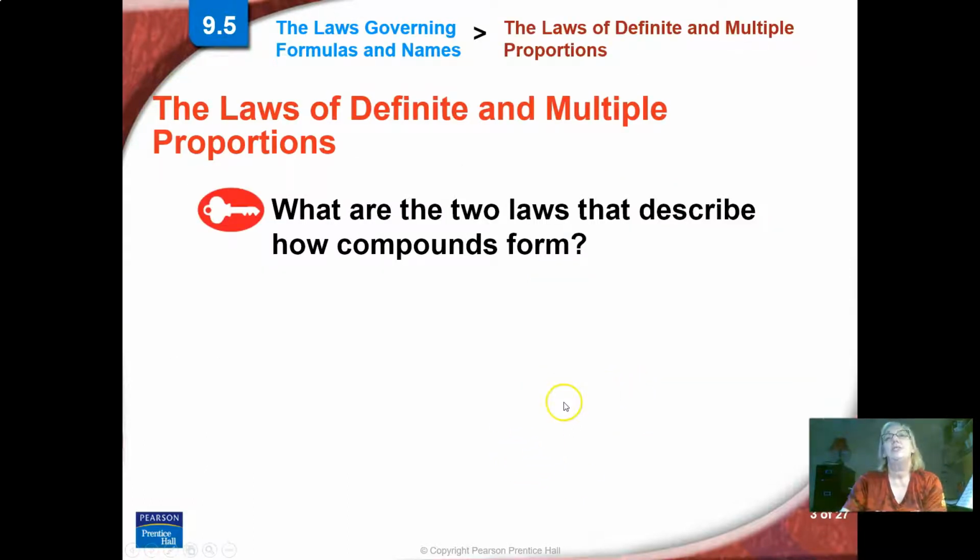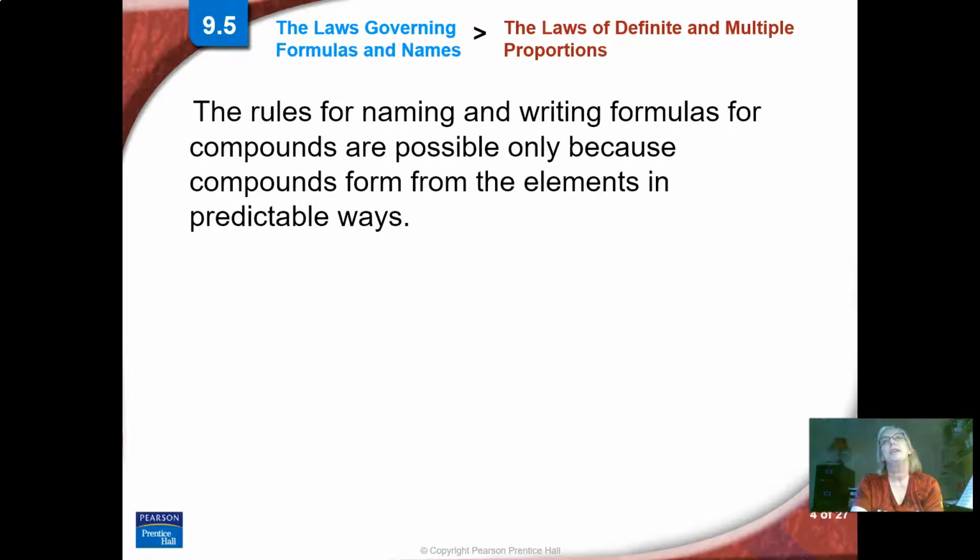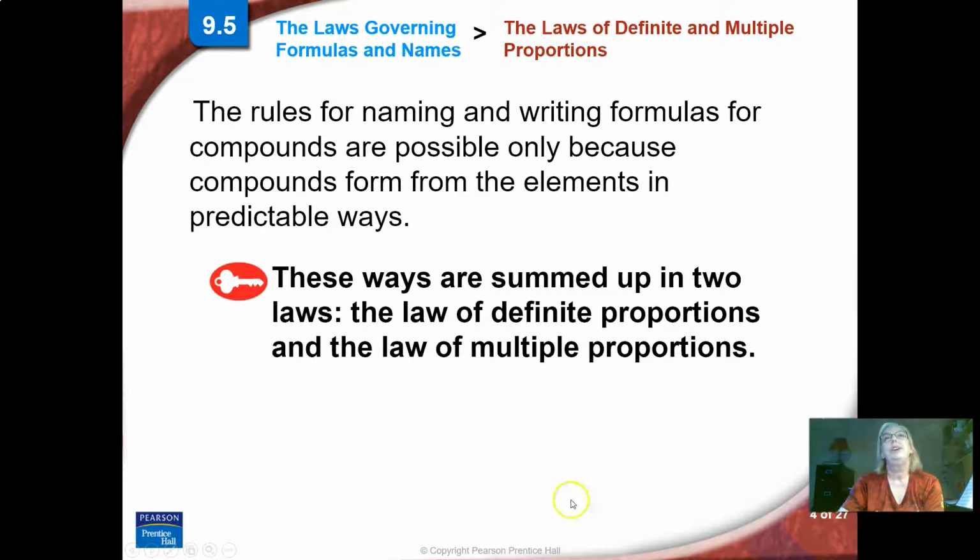So what are the 2 laws that describe how compounds are formed? We have the law of definite proportions, and we have the law of multiple proportions. The rules for naming and writing formulas are possible only because we know that elements come together in predictable ways, and they come together always in the same formula. So you get used to it after a while. So these are the 2 laws that we're going to use, the law of definite proportions and the law of multiple proportions.